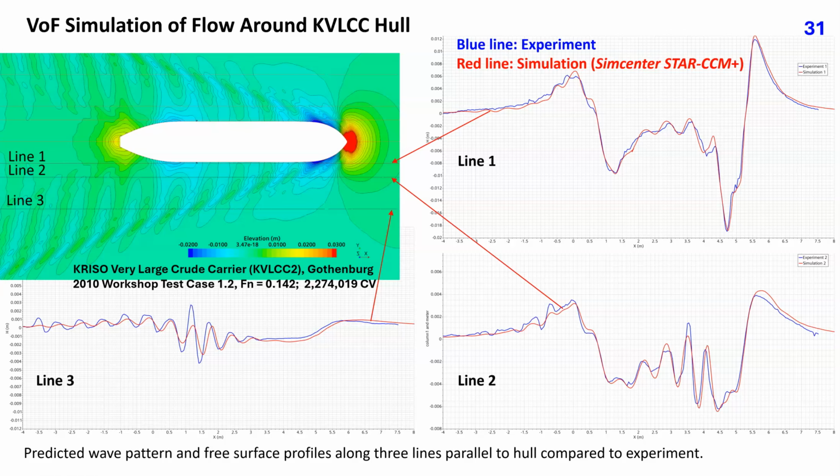The hull is a model of a very large crude carrier with a length of about 5.5 meters. The test is very tough because the waves are rather small at this low Froude number. Along this line, parallel to hull, the maximum wave amplitudes are around 5 millimeters, just 1/1000th of hull length. This plot shows the wave pattern on the free surface, while these three plots show wave profiles along these three lines parallel to hull. The agreement with experiment is very good, considering that the variation of free surface elevation is so small.